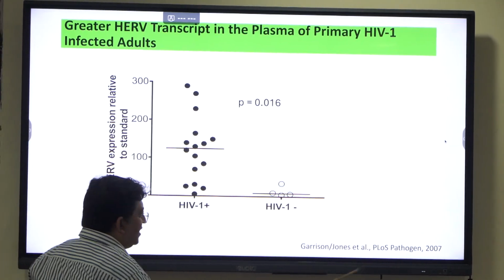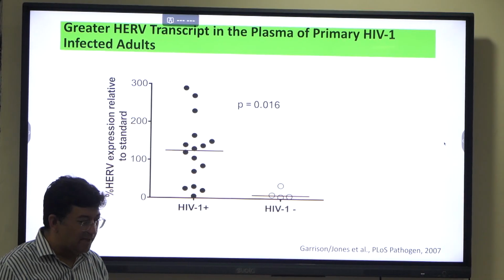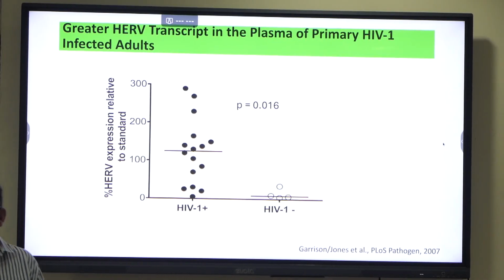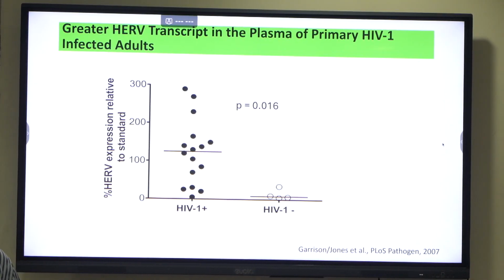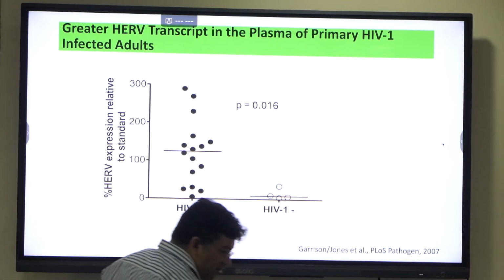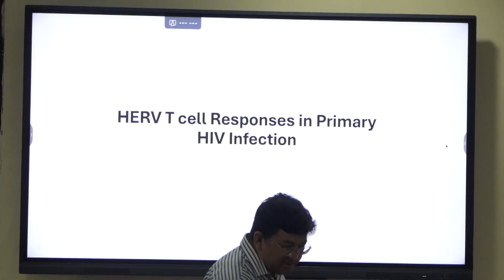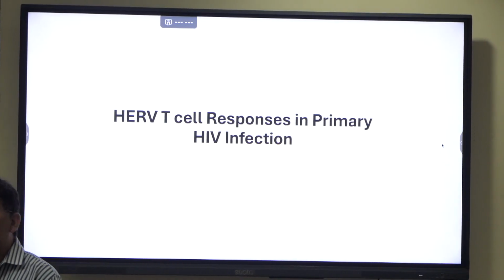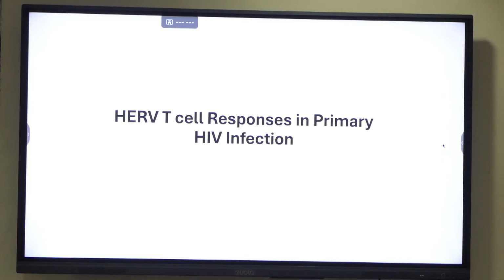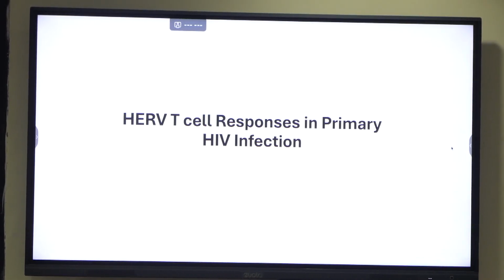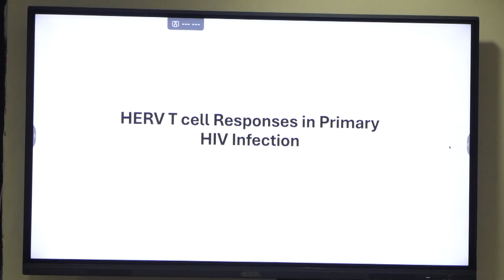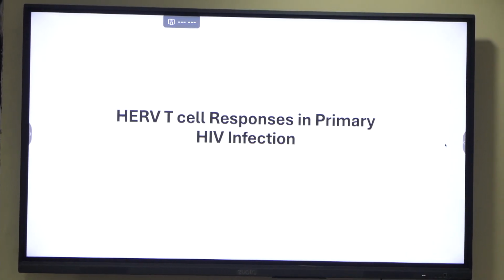That came in PLOS Pathogens 2007. That's the picture from that particular paper. So that indicates that HIV infection is causing upregulation of human endogenous retroviruses. Here the story begins. It was more or less confirmed that there is an upregulation of HERV transcript in the setting of HIV infection, in primary HIV-infected subjects, those who get HIV infection within 2-3 weeks of time and have symptoms of acute HIV infection.